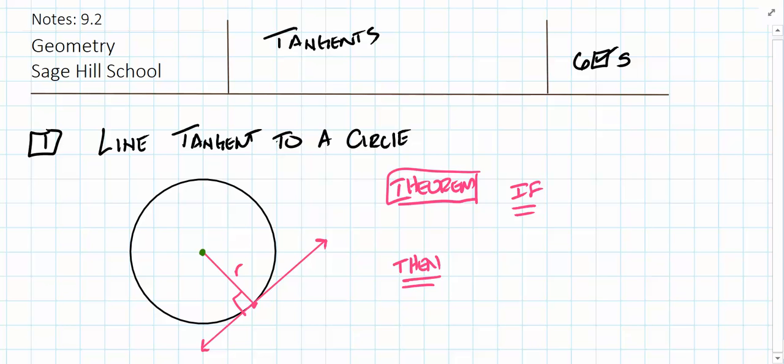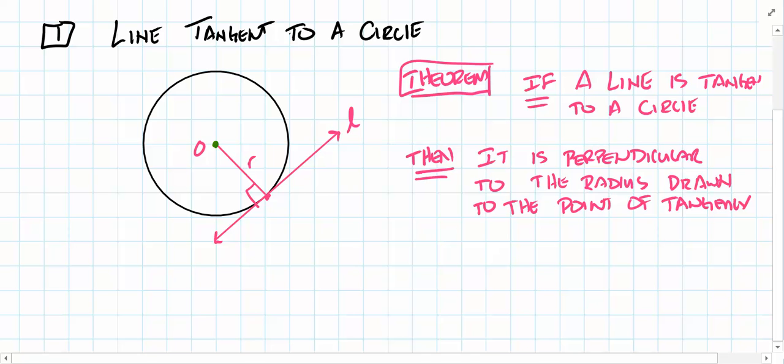Perpendicular. Okay, so here is the theorem. It says, if a line is tangent to a circle, so I have circle O, I have my radius R, I have the point of tangency right there on the edge, I have line L, so if line L is tangent to circle O, then that line is perpendicular to the radius drawn at the point of tangency, so meaning that there's a right angle right there, okay?